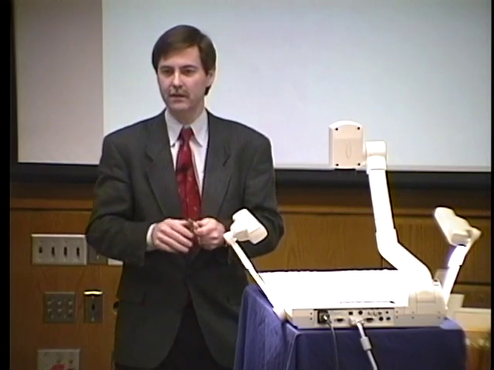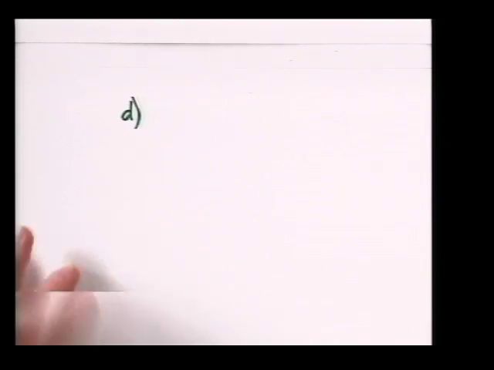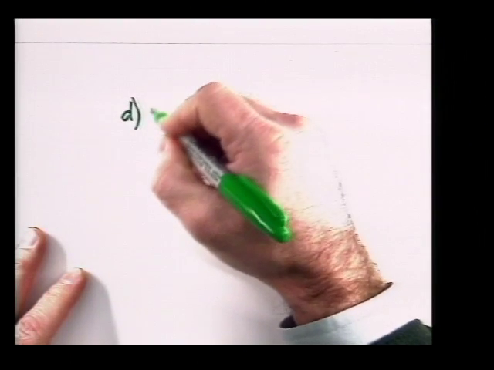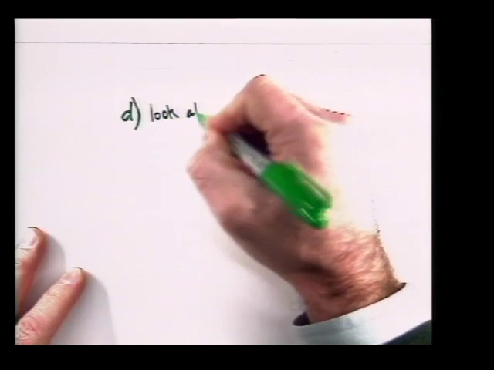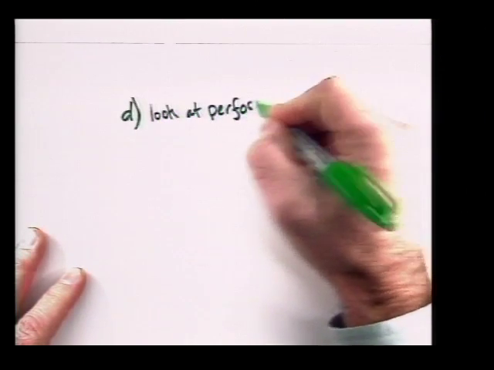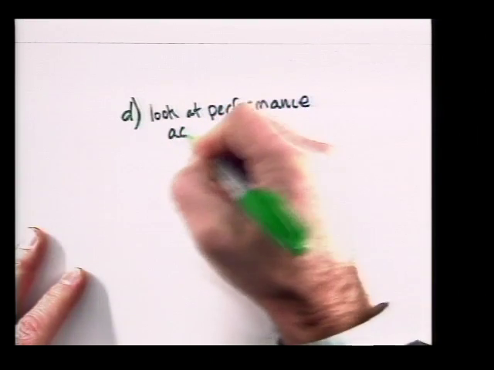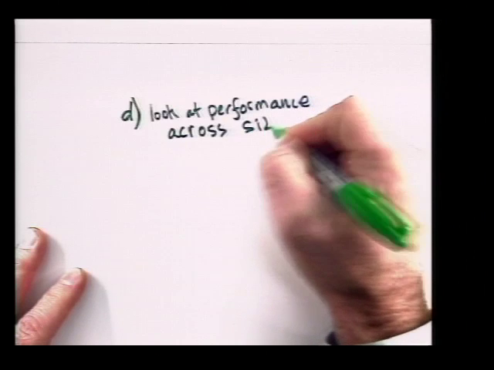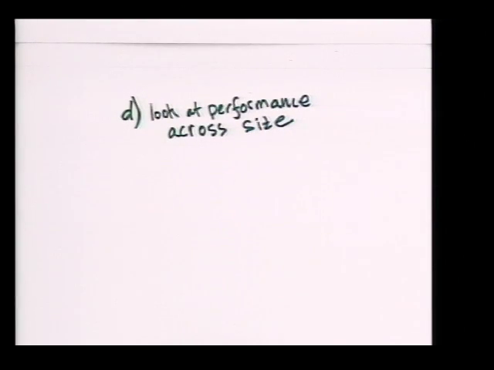Okay, so D, what else is important? One thing that you notice that I do is I look at performance across size. So I'll do a bivariate sort of the factor performance, then look at size. Or look at size and look at the factor performance. So what I'm looking for here is robust performance of the factor across different size categories.